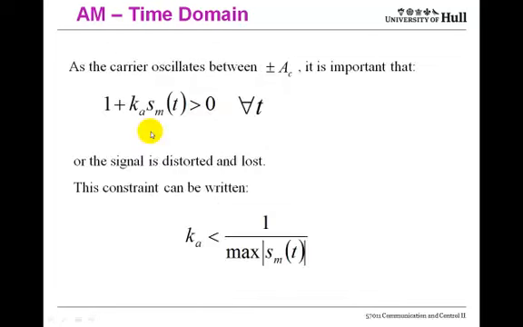To avoid crossover distortion, we need to ensure that 1 plus the modulating factor times our message signal is always greater than 0. It's greater than 0 for all time. Now generally your message signal will be oscillating around DC, such as an audio signal. And so this constraint is equivalent to the constraint down here, because usually the message signal, the maximum and minimum values are just the positive and negative of each other. Right, so both these constraints ensure you don't experience crossover distortion.